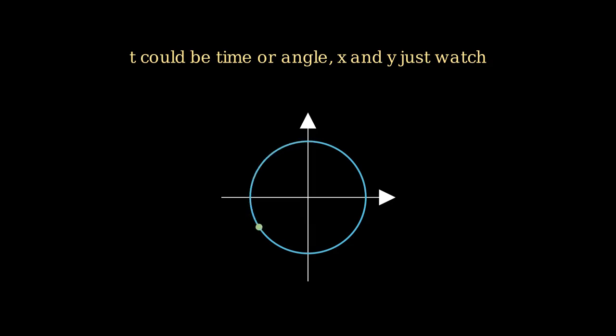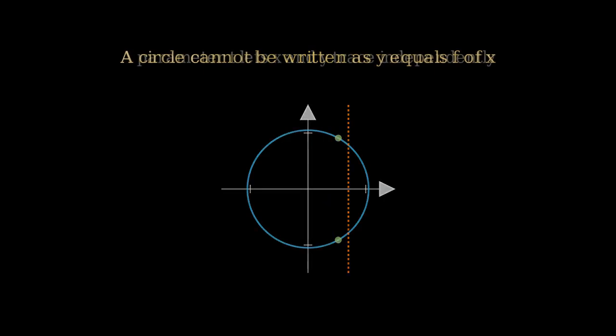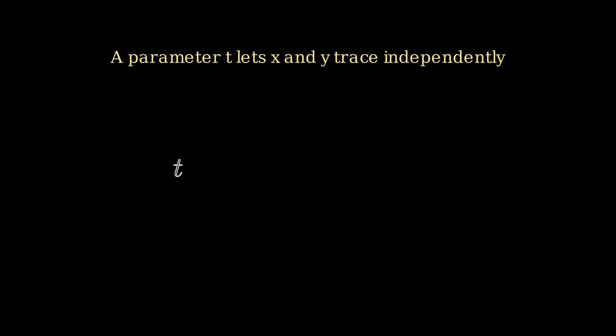The point is that x and y are each just watching t change and tracing out their own path as a result. Some curves simply refuse to be written as y equals a function of x. Think of a full circle or any curve that loops back on itself. A single x value there would need to map to more than one y value, and a function is not allowed to do that. Introducing a parameter, t, solves this problem completely.